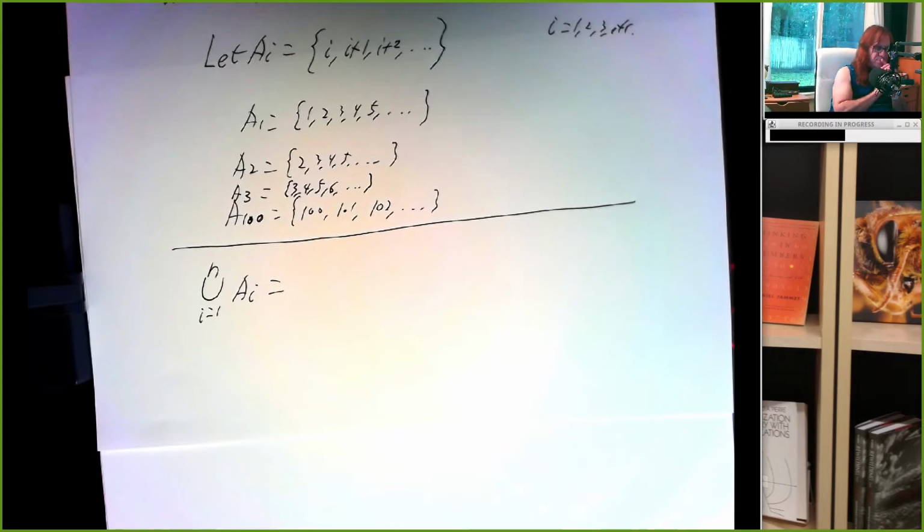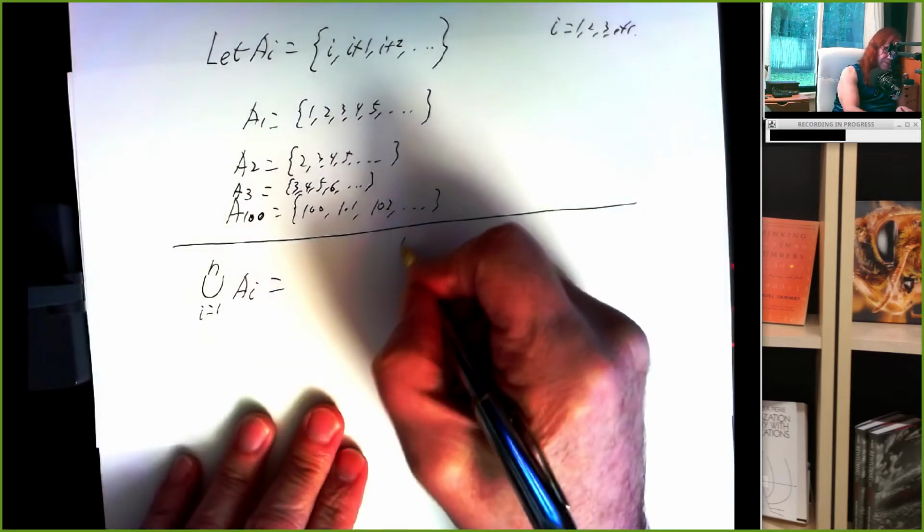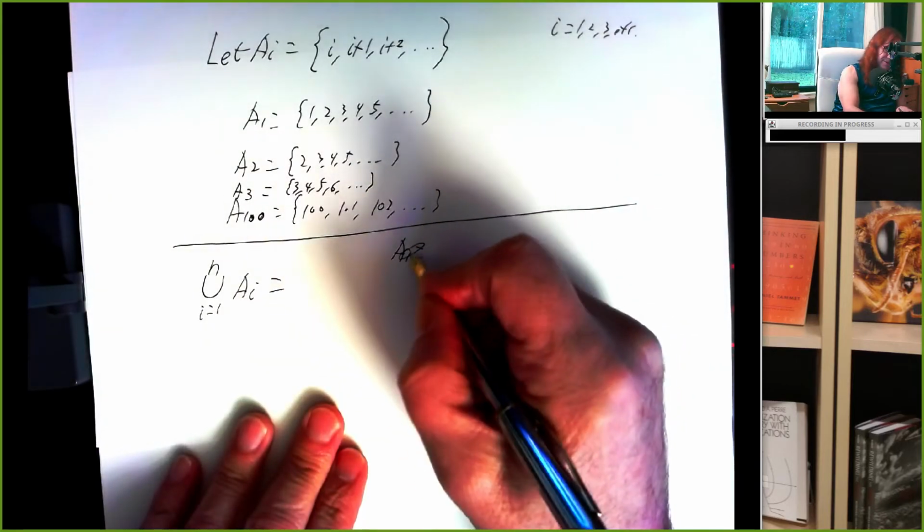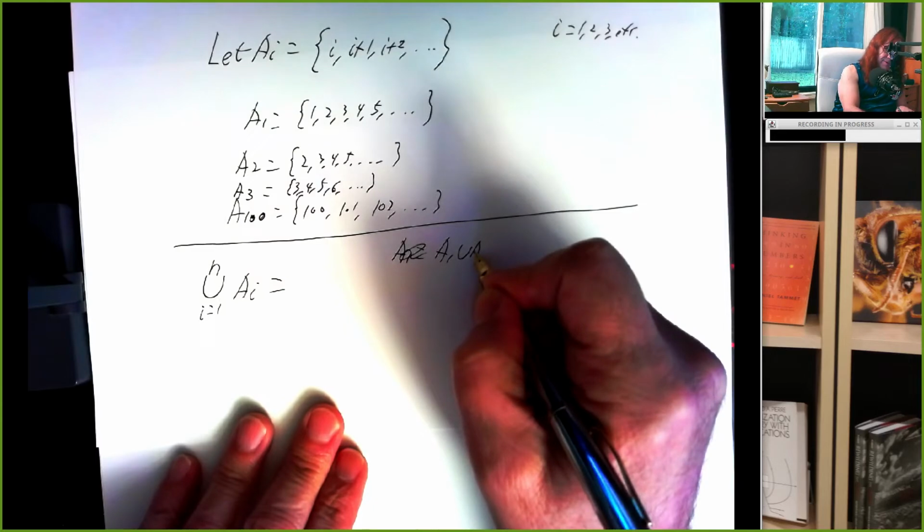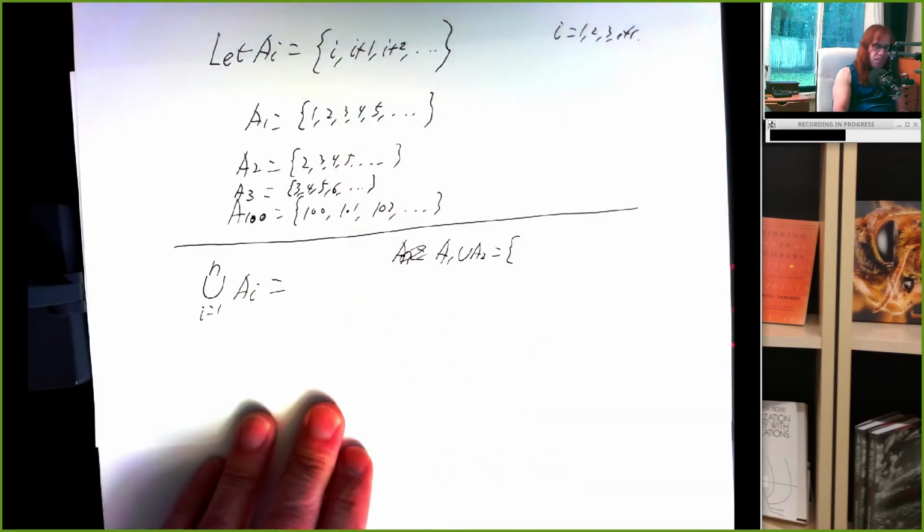All of the numbers. What's all numbers from 1 to infinity. Yeah, so what's the name of that set? All real, the real numbers. What? No, you're right there. So what's A1 union A2?